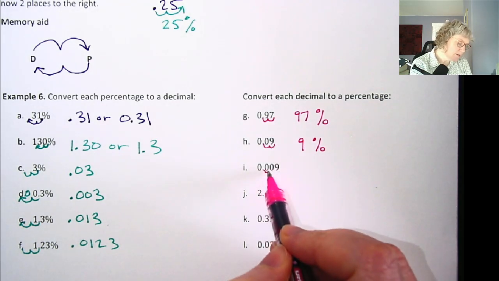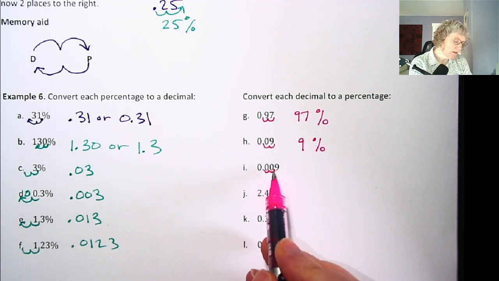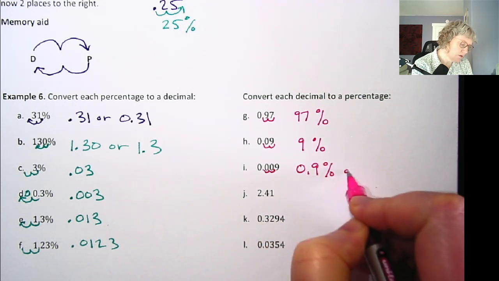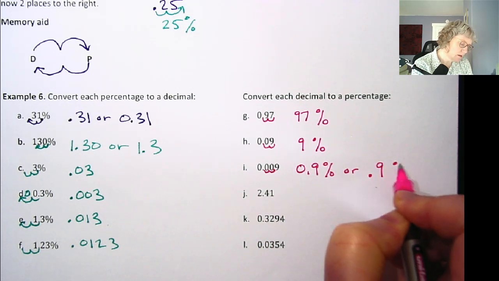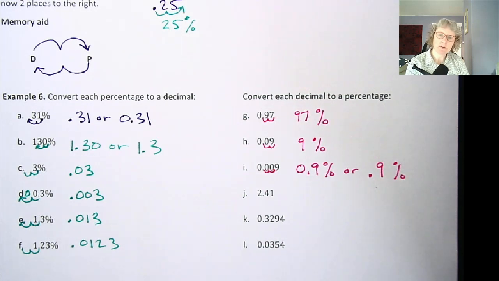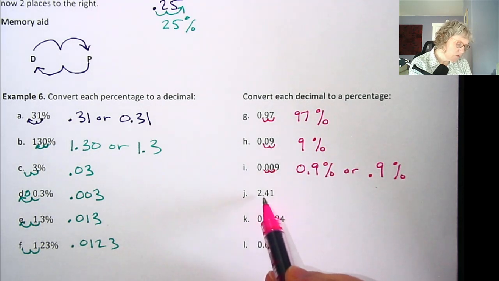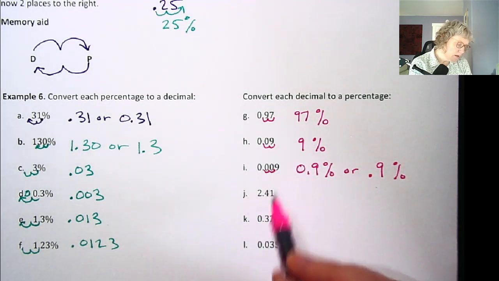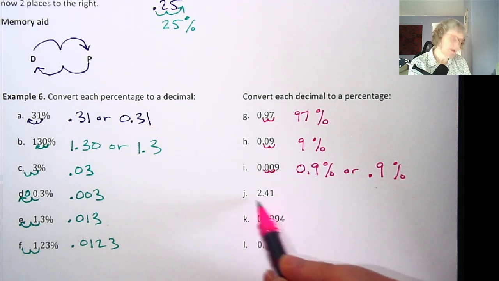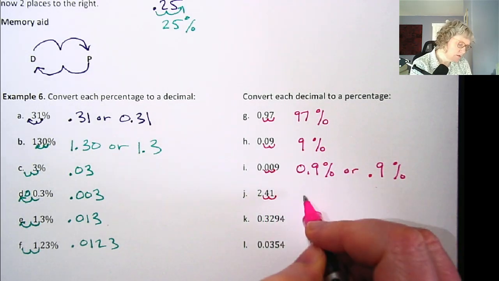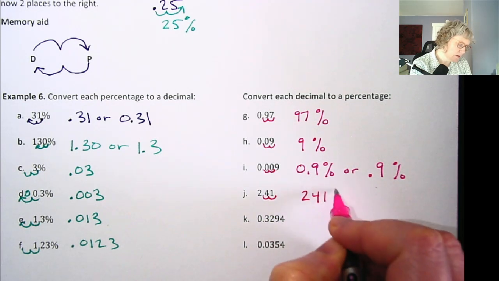0.009, so 2 places again, and notice how the decimal lands right before the 9. So this is 0.9%, or you could write .9%. Either one of those works and they are mathematically equivalent. And then 2.41, okay, this has a whole number, so now I know that's over 100%. So I'm going to go 2 to the right, 241%.